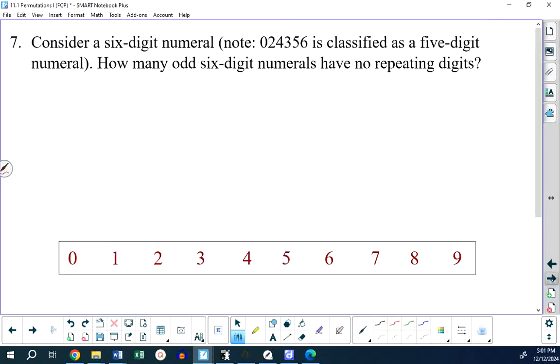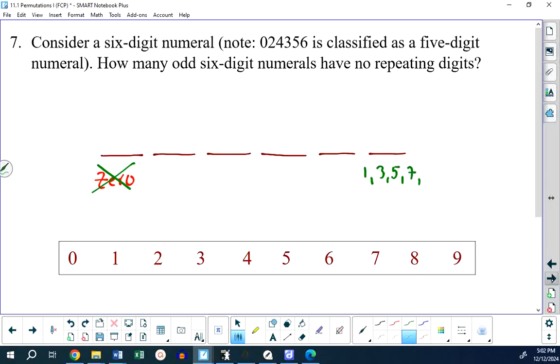Number 7, consider a 6-digit numeral, and I've got in brackets here a note that 024356 is not a 6-digit numeral. It's only a 5-digit numeral, and my point is a numeral that has 6 digits cannot start with a 0. If the leading digit is 0, it's not a 6-digit numeral. It's a 5-digit numeral. So one of the conditions is this cannot be 0. We're asked for how many odd numerals have no repeating digits. Well, an odd numeral must end in an odd digit.